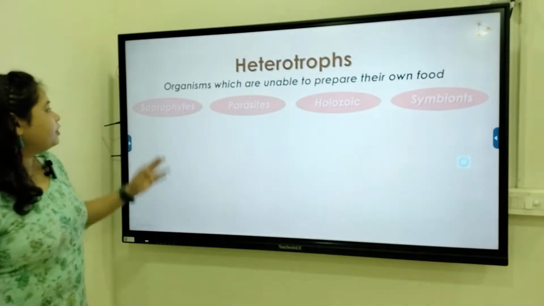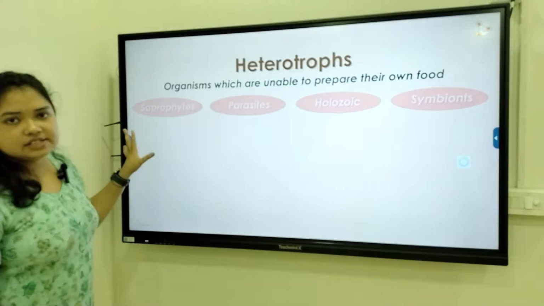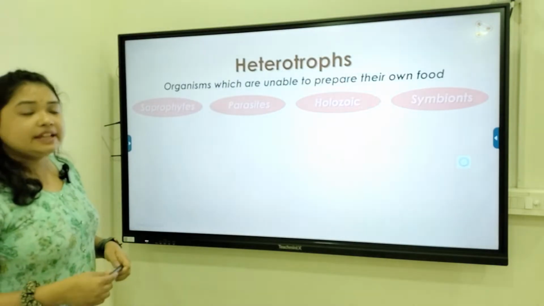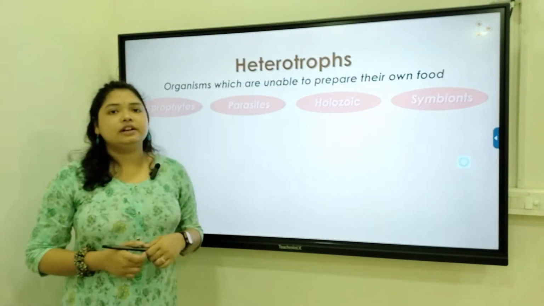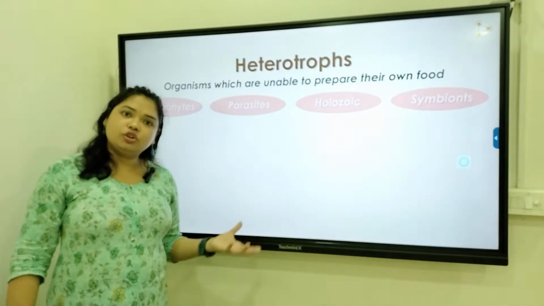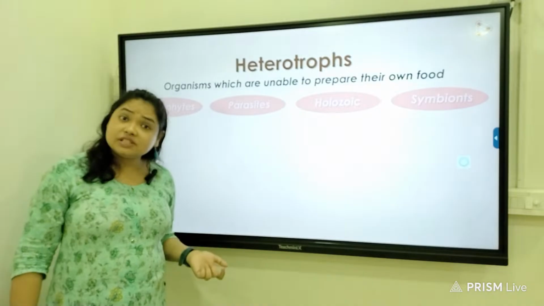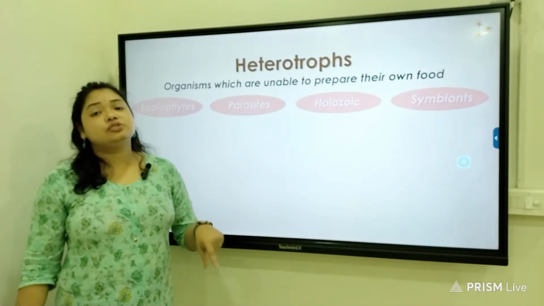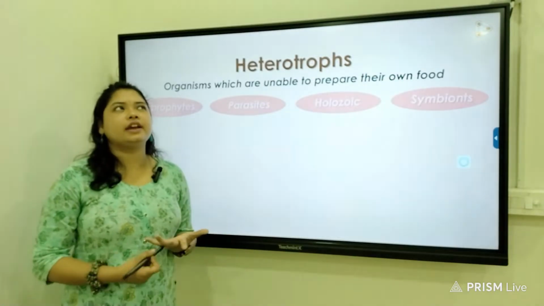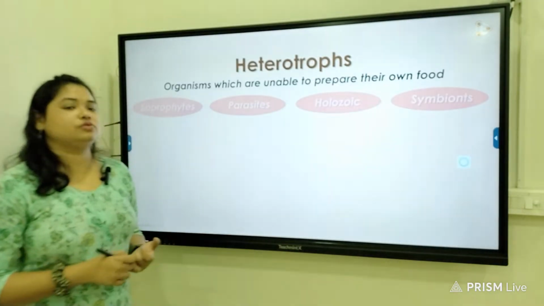So saprophytic nutrition we need to understand, such as the fungus, such as the mushroom. They actually depend on the dead and decayed matter, on which they grow, decompose the matter, and get their nutrition. So in this way they act like a form of decomposer also.